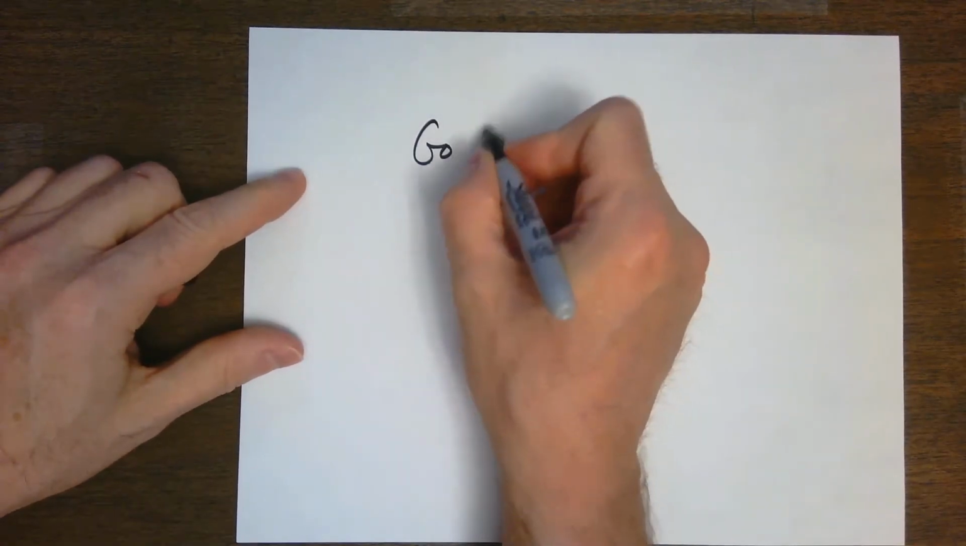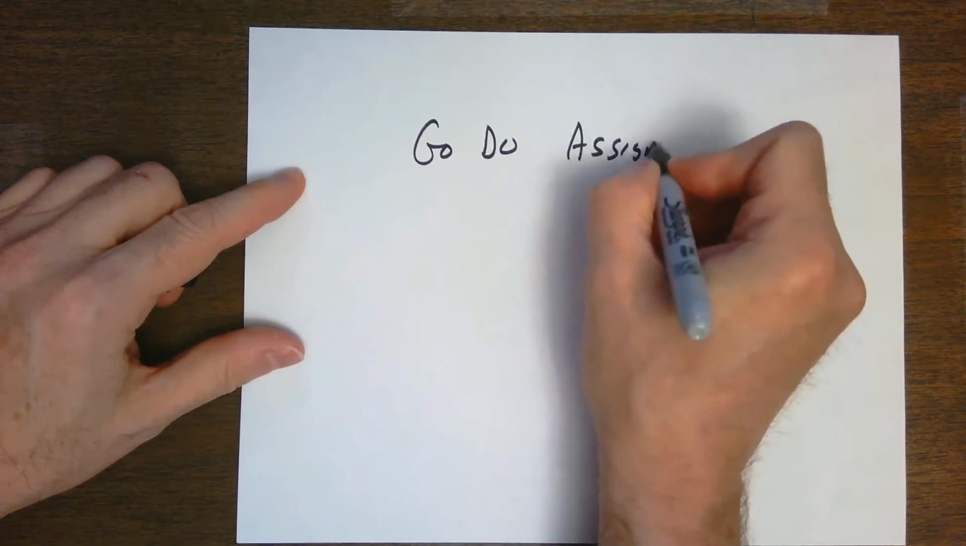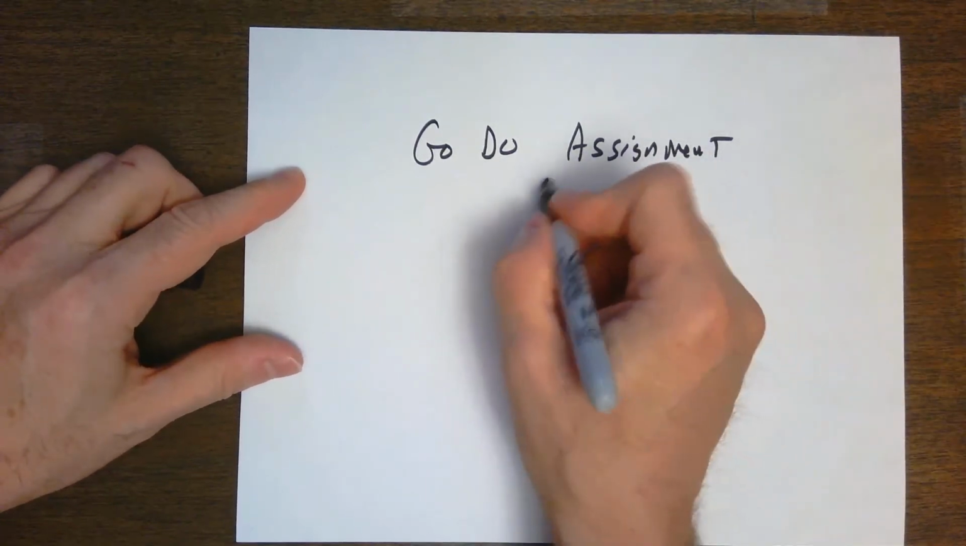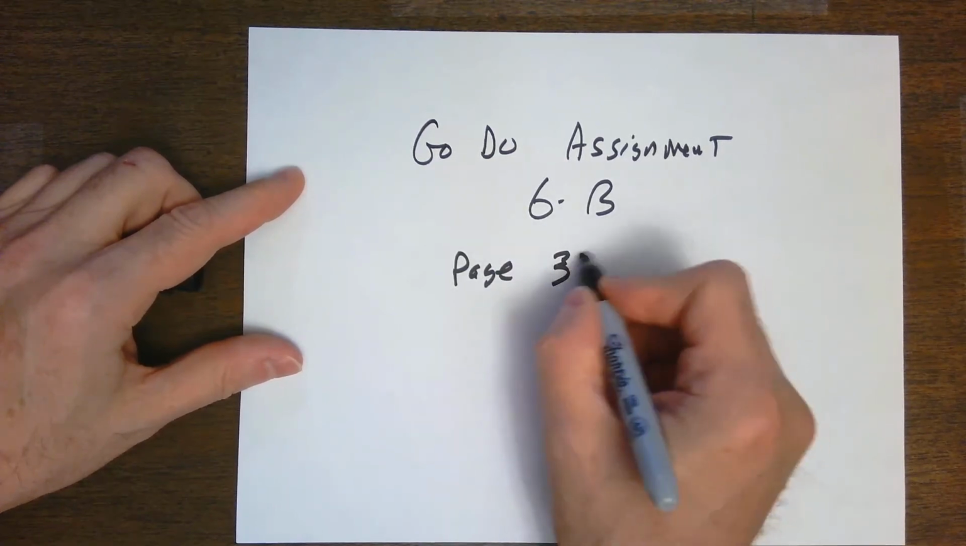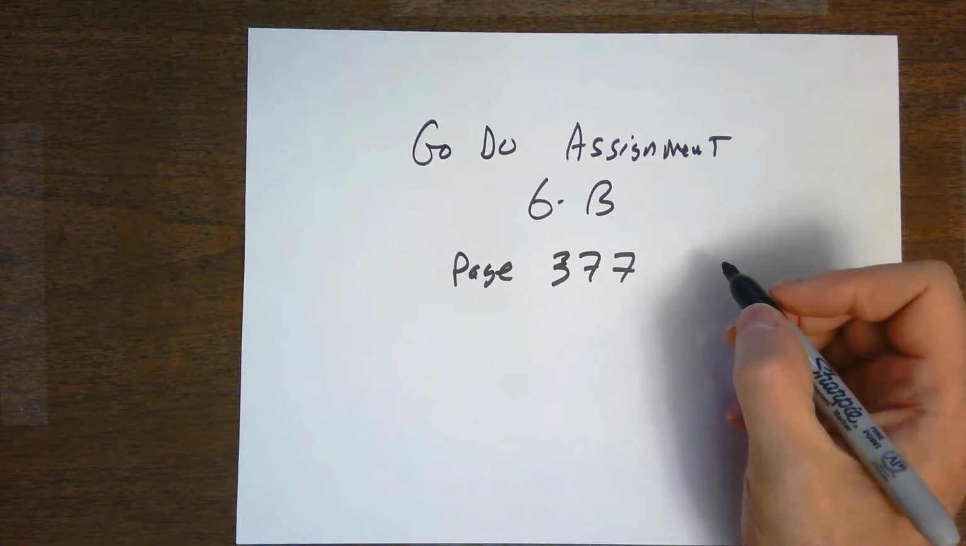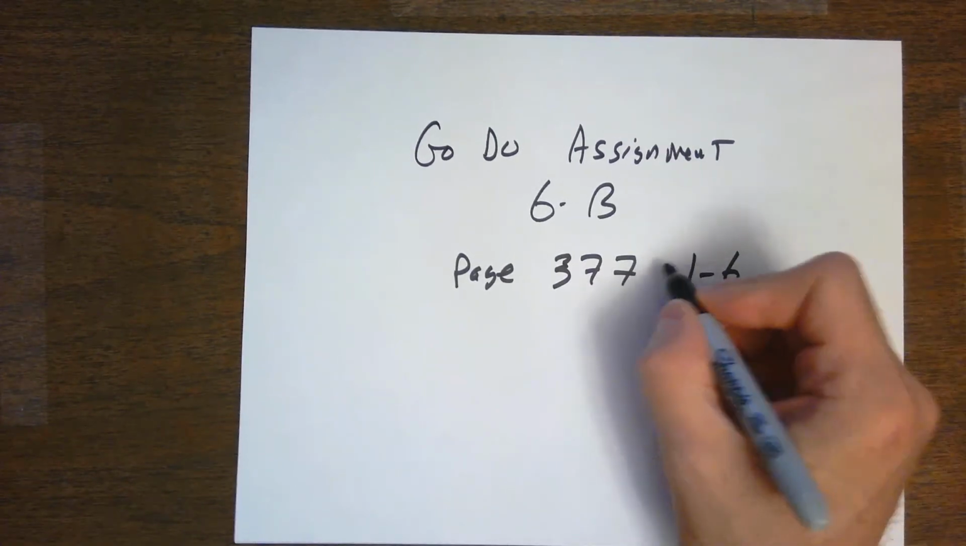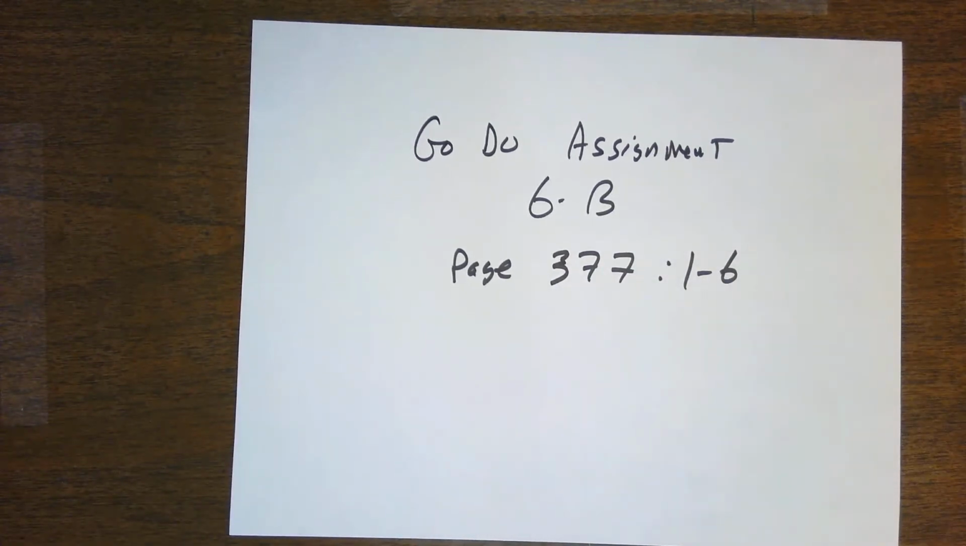All right, ladies and gentlemen, I want you to go do assignment 6B. It's on page 377, and I want you to do numbers 1 through 6. And that's where I'm going to stop this video. And then, as I said, I'm going to chunk up this whole chapter into just doing one section at a time. In class, we would be doing 2 or 3. But we're just going to do one video per section as we go through.